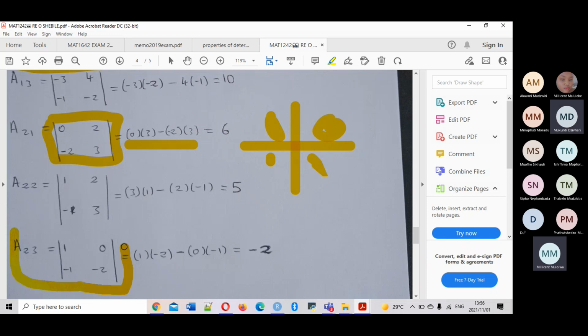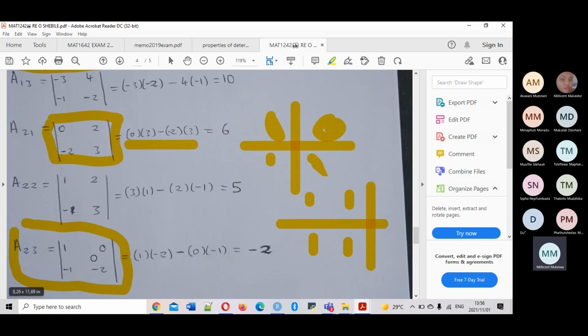To find A23, you are going to now move your vertical line. So it will be like this. You copy the number which is here and here. You copy another which is here and here. You place them inside the determinant form, and you find the determinant.